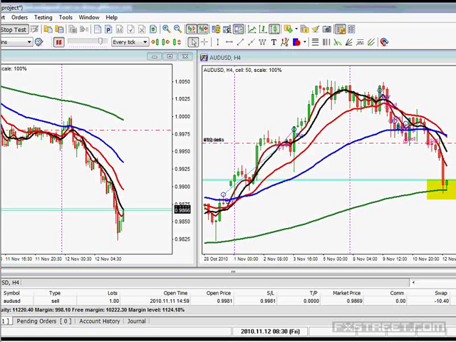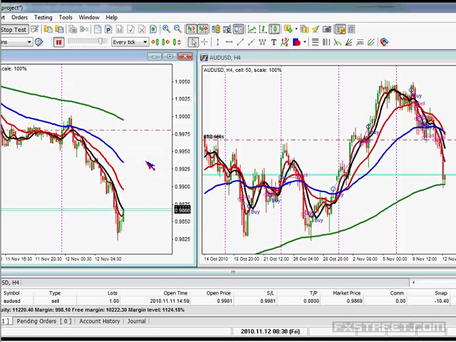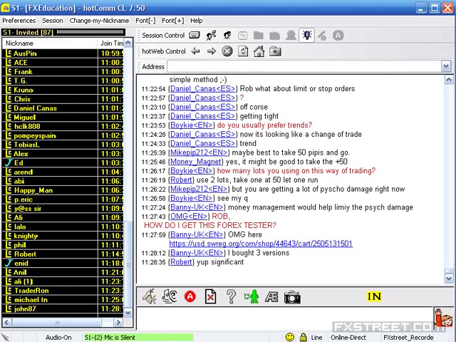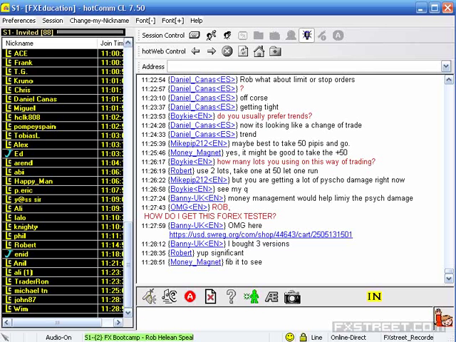4-hour 200 EMA. What do you think? Significant? Zoom out on a 4-hour chart. It looks like support maybe. Yeah, potentially. Put a little stop up here and we'll see what happens. Okay, so the 200 EMA was going to be significant.